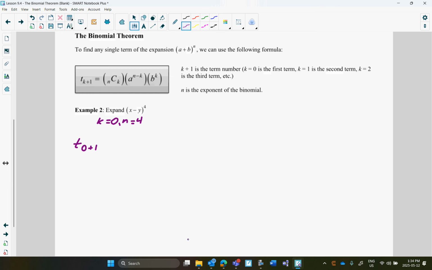To find K, you just take the term number minus 1. So the first term, which we'll call T1, equals: to get the coefficient, it's 4 choose 0, which is going to be 1. To get the x part of the term, it's x to the 4 minus 0.